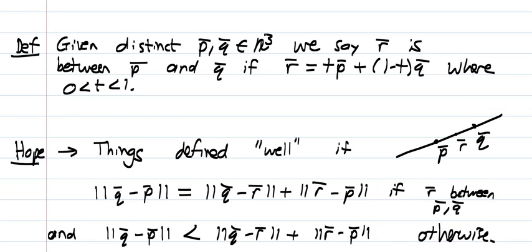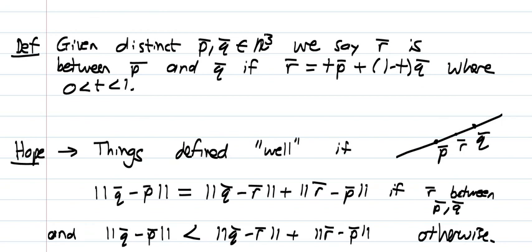Given distinct 3D vectors P and Q, we say 3D vector R is between P and Q if it satisfies a simple equation. If vector R is tP plus (1 minus t)Q, where t is between 0 and 1. Alright, now let's see why this is a good definition.